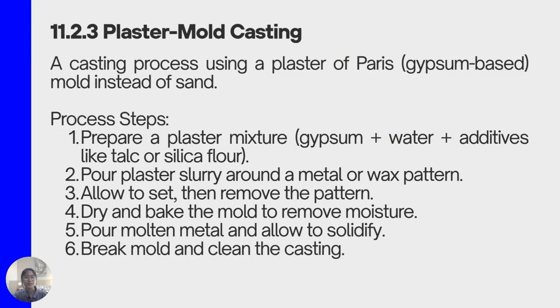Plaster mold casting uses a mixture of gypsum plaster, water, and additives to create a smooth, precise mold. The process begins by pouring the plaster slurry over a pattern. Once the plaster sets, the pattern is removed and the mold is dried and baked to remove moisture. Molten metal is then poured into the mold cavity. This process provides excellent surface finish and dimensional accuracy, similar to investment casting, but at a much lower cost. It's suitable for non-ferrous metals like aluminum, magnesium, and copper alloys. However, because plaster cannot withstand very high temperatures, it's not used for ferrous metals.